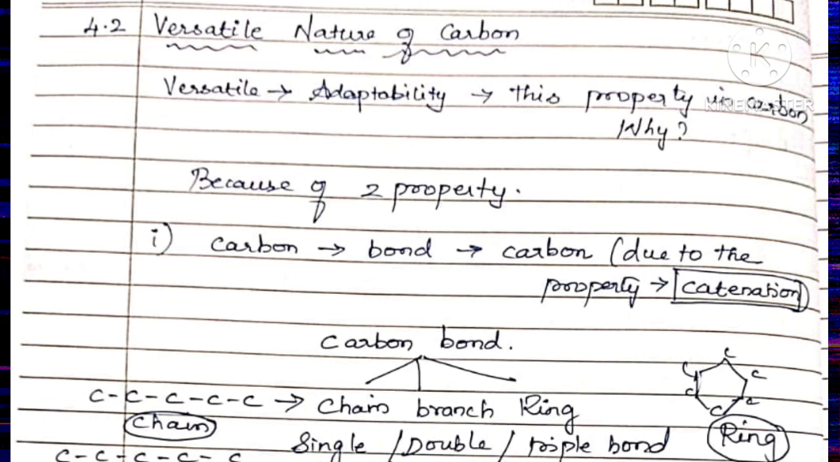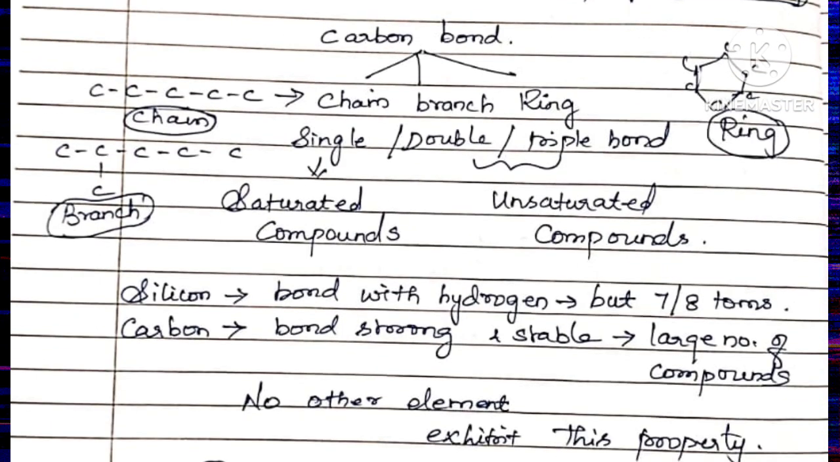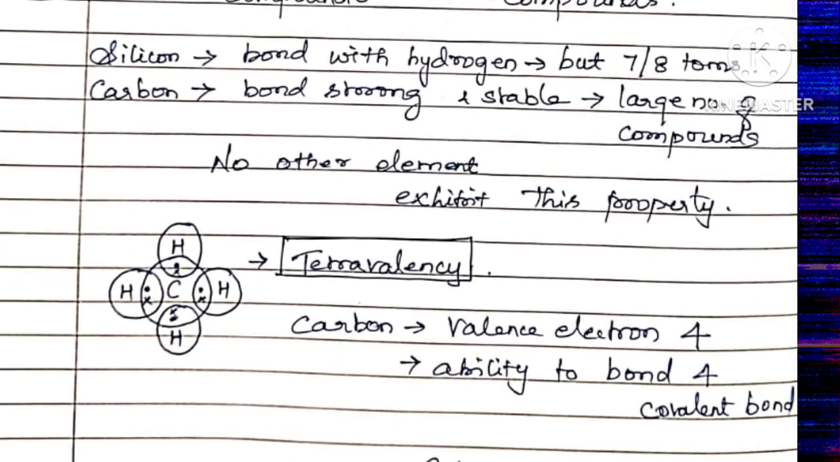It has the property of catenation. Catenation means carbon gets bonded with other carbon atoms. The bond between the carbon atoms can be seen in a chain form, branched form or ring structure. A single bond gives saturated compounds, whereas a double or triple bond gives unsaturated compounds. Compared to silicon, carbon has a strong bond because it is stable and can form a large number of compounds, whereas silicon can form only 7 or 8 atoms together.